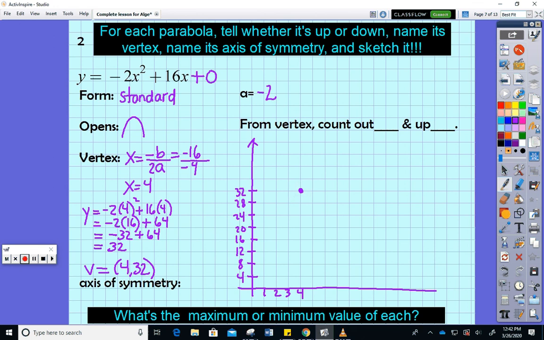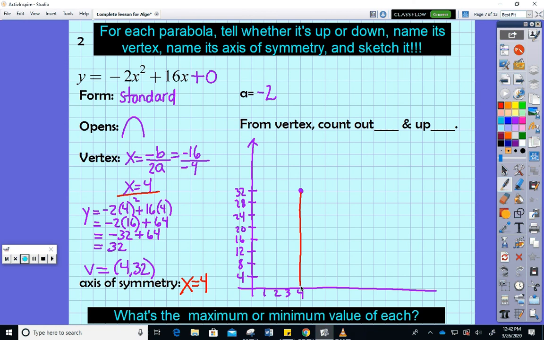Now, I know the parabola goes down from there. And I know, guys, remember, the axis of symmetry is just the vertical line that uses the x coordinate. So the vertical line x equals 4 is going to be like this. And I'm going to make it cut downward from the vertex because the parabola opens upside down.